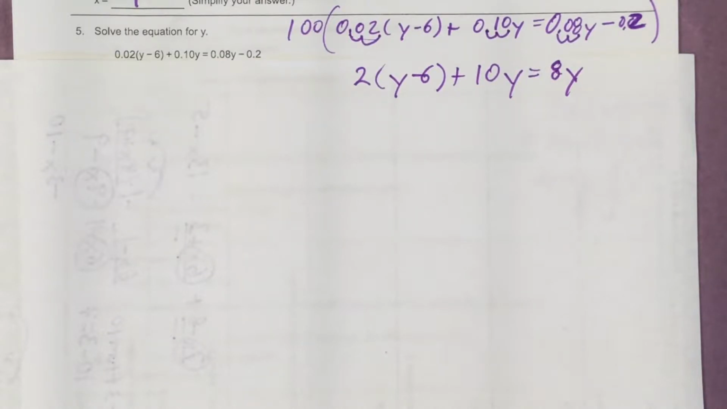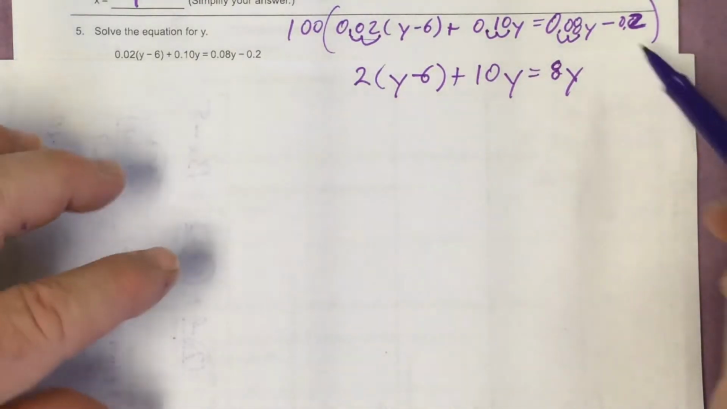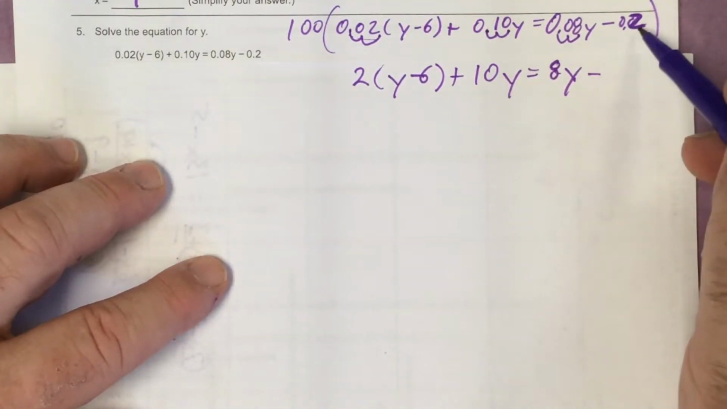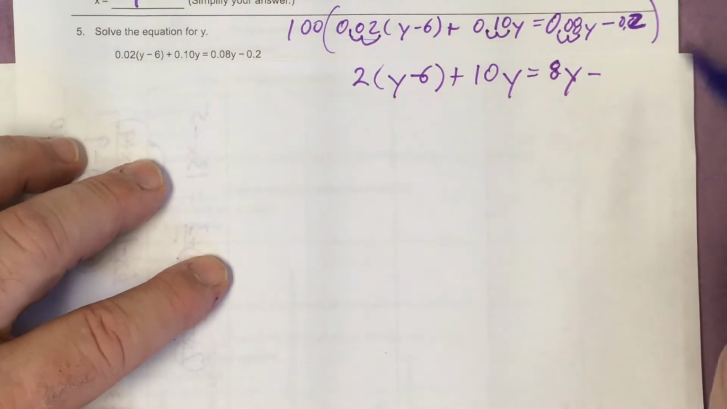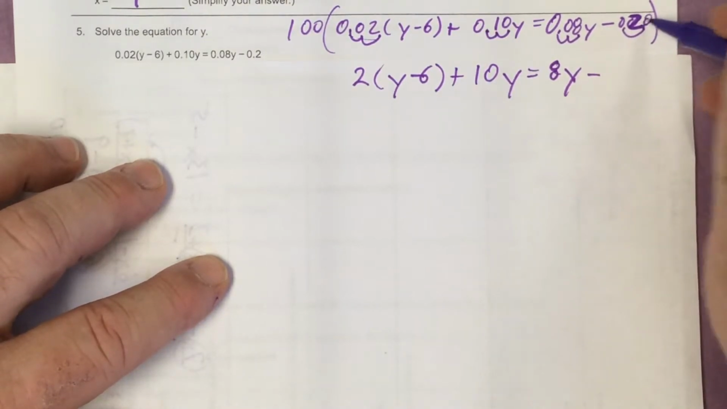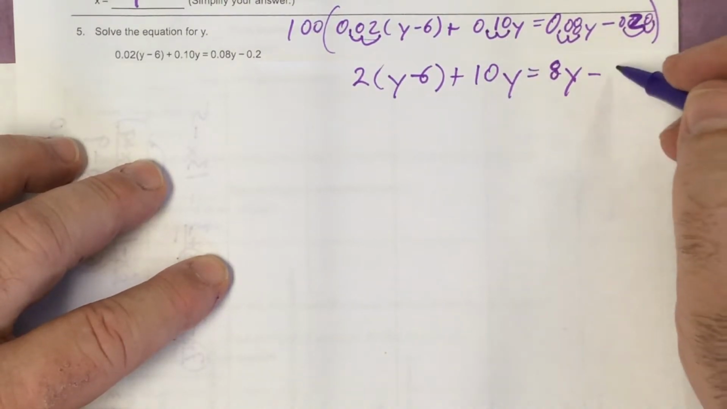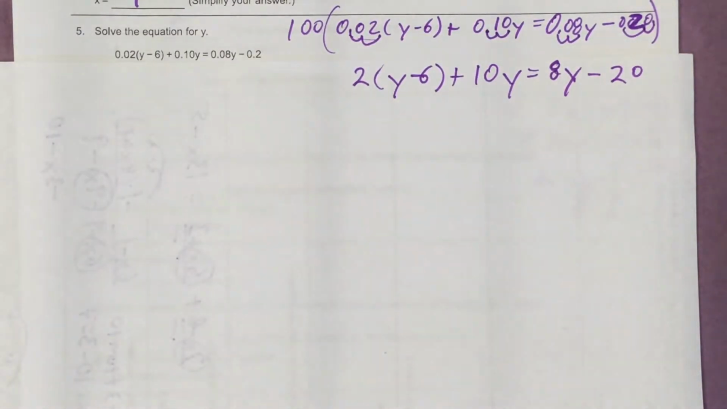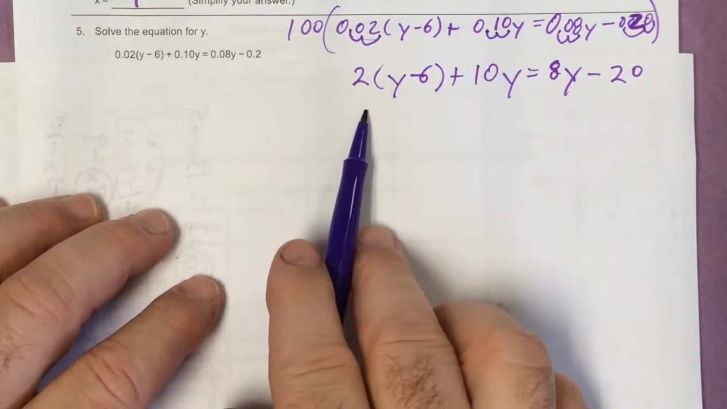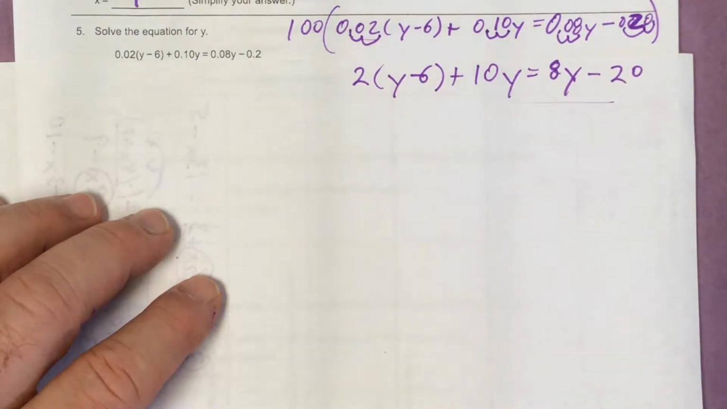And then, if you want negative 0.2, multiply that by 100. Well, we can't move it 2 places here, so we put in a second 0, and that's going to give you minus 20. So at this point, we have all the decimals cleared out. Now we can just go ahead and solve it like any other equation.